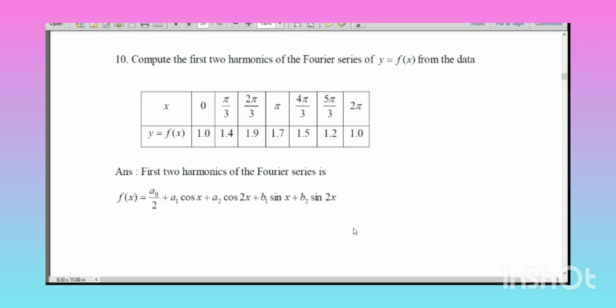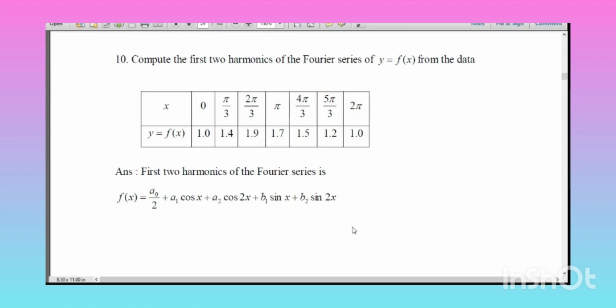The Fourier series f of x is equal to a0 by 2. When n is equal to 1, a1 cos x plus b1 sin x, a1 cos 1x plus b1 sin 1x. This is called as simple harmonic or first harmonic. Understand? So f of x is equal to a0 by 2 plus, in the Fourier series formula, you have to apply n is equal to 1 only. So a0 by 2 plus a1 cos x plus b1 sin x. This is called as simple harmonic or first harmonic.